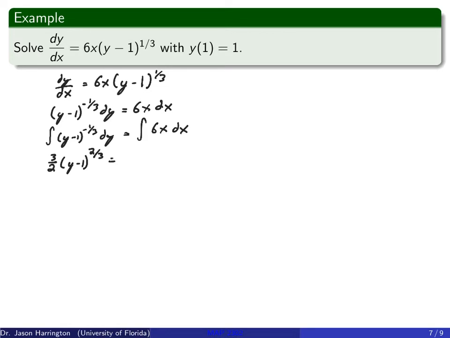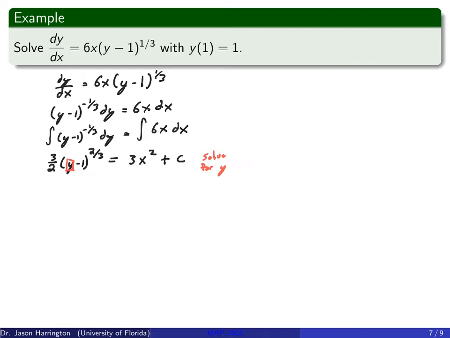And on the right-hand side, I'm going to simply write this as 3x squared, and I'm going to put in my constant. All right. Now, if I were to solve for y, I'm going to bring the 3/2 to the other side. Now, some of you may say, well, can I just solve for c here? And the answer is yes. You can solve for c at any point. It doesn't quite matter. But let's go ahead and just solve for y first.